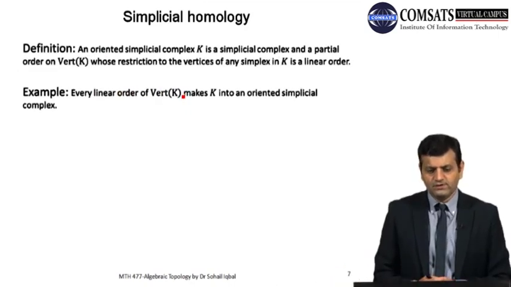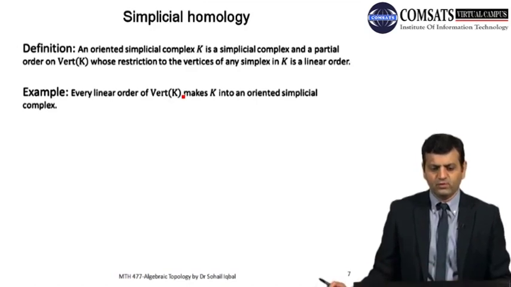So an oriented simplicial complex K is a simplicial complex with a partial order on the vertices of K, whose restriction to the vertices of any simplex in K is a linear order. Okay, so that's how we define an oriented simplicial complex. So every linear order of vertices of K makes K into an oriented simplicial complex. We will see many more examples of oriented simplicial complexes in our future discussions.